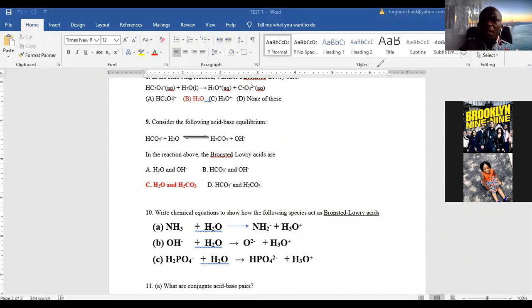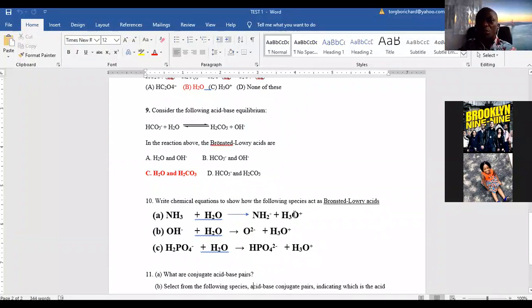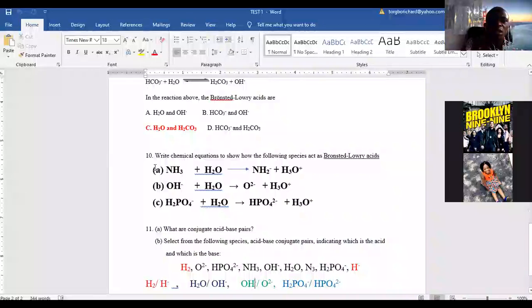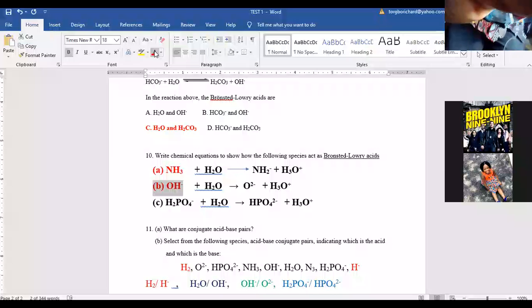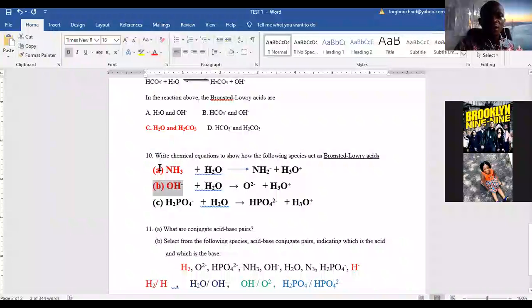Now, for question number 10, I ask you to write chemical equations to show how the following species act as Bronsted-Lowry acids. And these were the species. The species I gave you were ammonia, the hydroxide ion, and then the dihydrogen phosphate ion, this one. These three. Write equations to show how they act as Bronsted-Lowry acids.